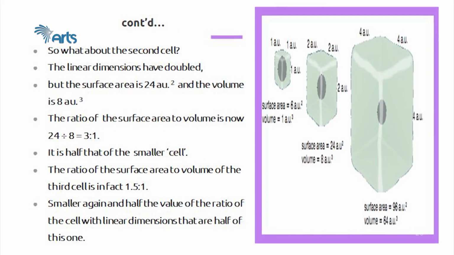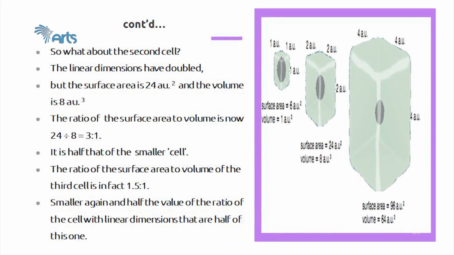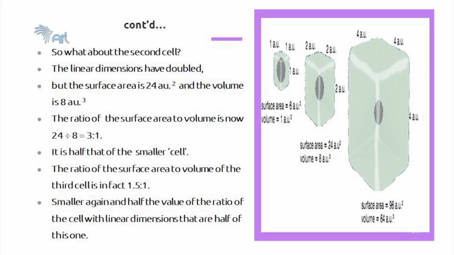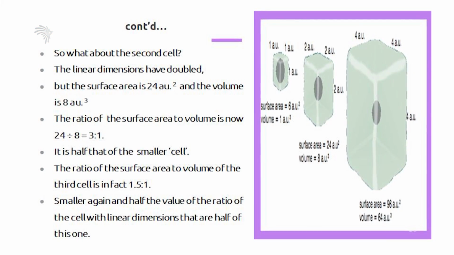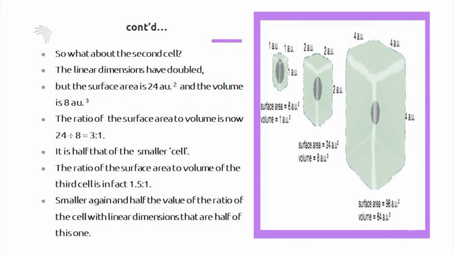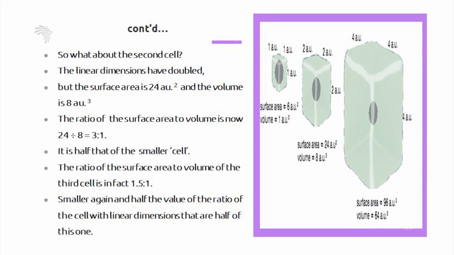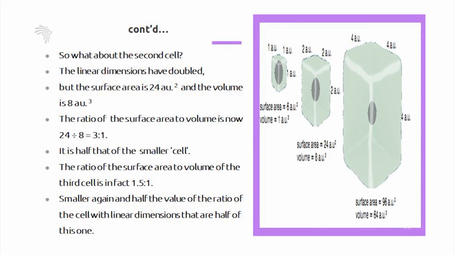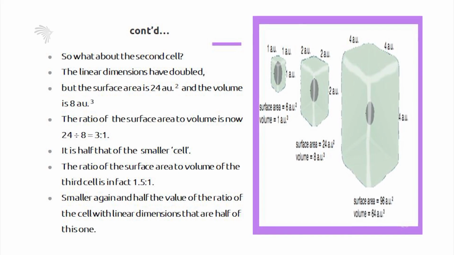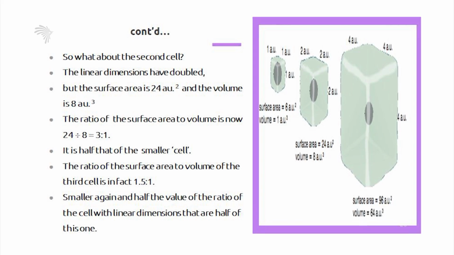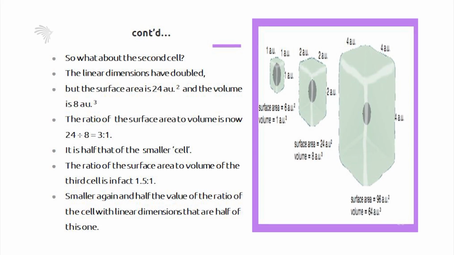And what about the second cell? The linear dimension has doubled, and the surface area is 24 arbitrary units squared and the volume is 8 arbitrary units cubed. The surface area to volume ratio is 24 divided by 8. This gives you 3:1, so it is half of that of the small cell. As the cell size increases, the surface area to volume ratio decreases. This is in the second cell. The ratio of the surface area to the volume of the third cell is in fact 1.5:1. So it is very much smaller again.